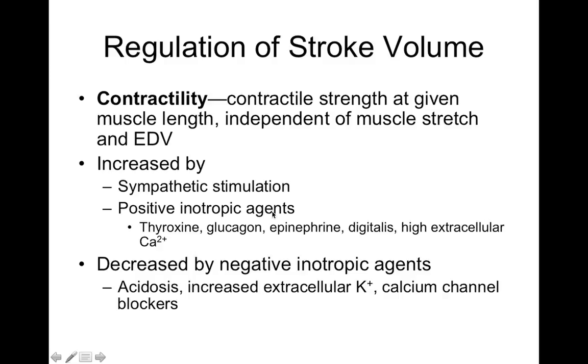It's also affected by positive inotropic agents. Positive inotropic agents are things that make heart muscle contract more strongly. Things like thyroxine, which is T3. You guys learned about this earlier, right? Glucagon, right? Epinephrine, digitalis, which is actually a drug from a plant called foxglove.